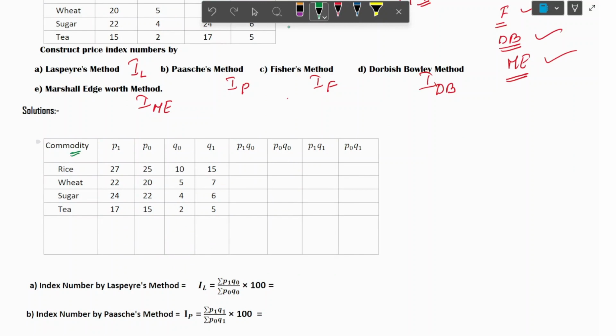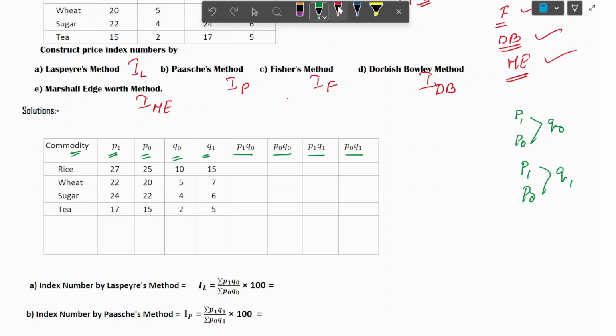First is commodity, P1, P0, Q0, Q1. And next, P1Q0, P0Q0, P1Q1, P0Q1. Which order? P1, P0, you multiply with Q0 first. That is the next 2 columns, your 6th and 7th column. Then next, P1 and P0 you are going to multiply with Q1. That is your last 2 columns. Now we are going to multiply and fill these columns. Then add the last 4 columns. After that we can apply the formula.